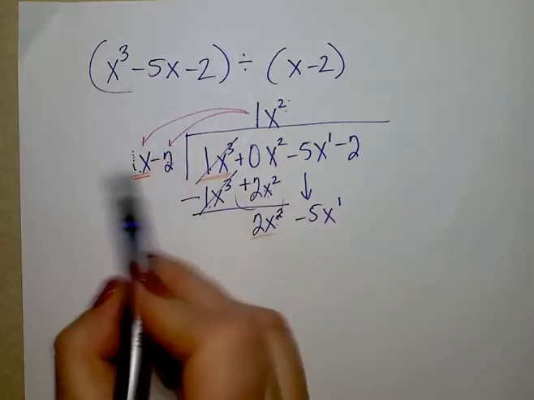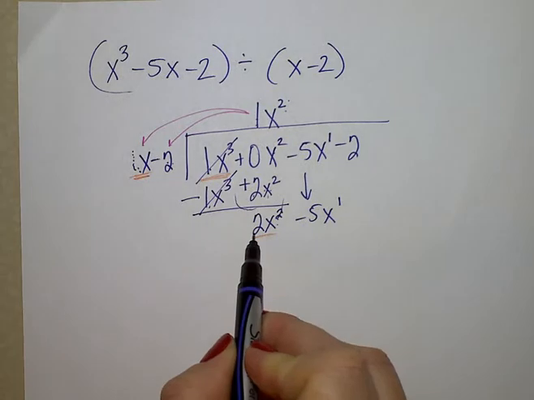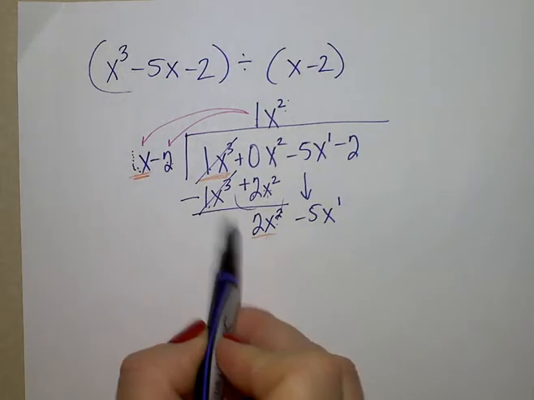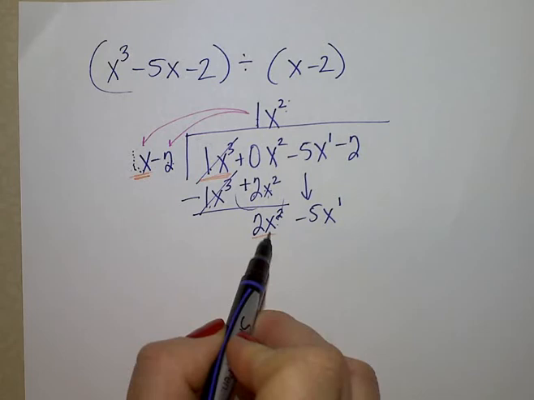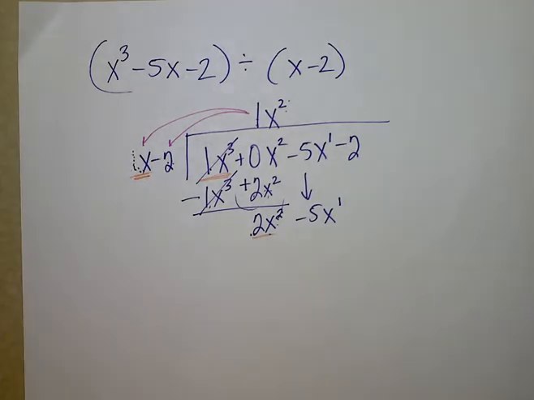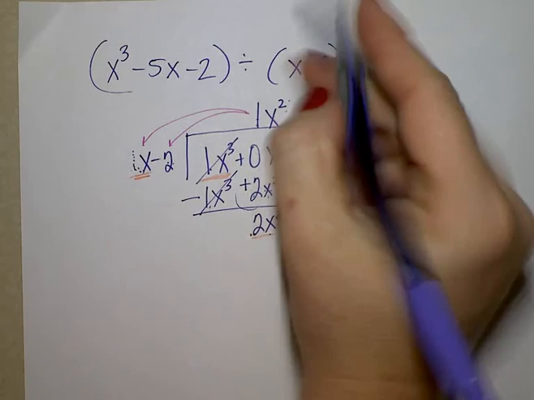So 1 times what is 2? Okay, the answer is 2. So 1 times 2 is 2. And how many more x's do I need? 1 more x. So the answer is positive 2x. So I go to the x column and I write a positive 2x.